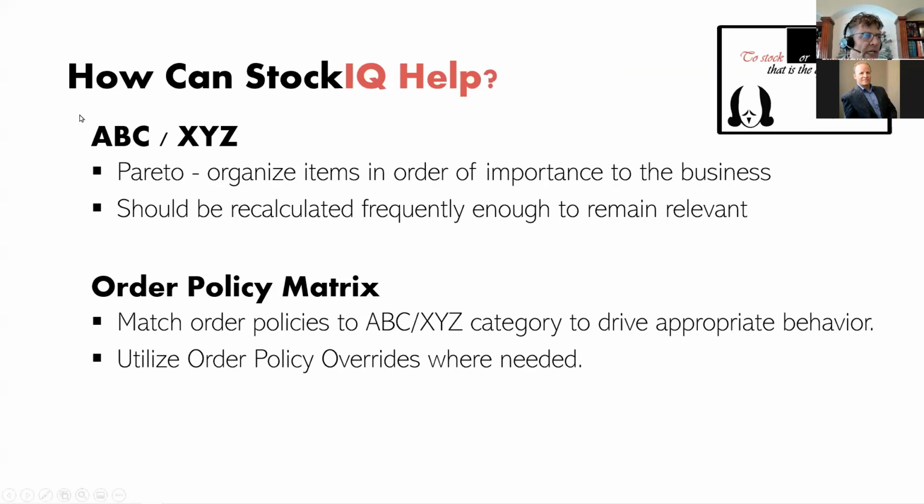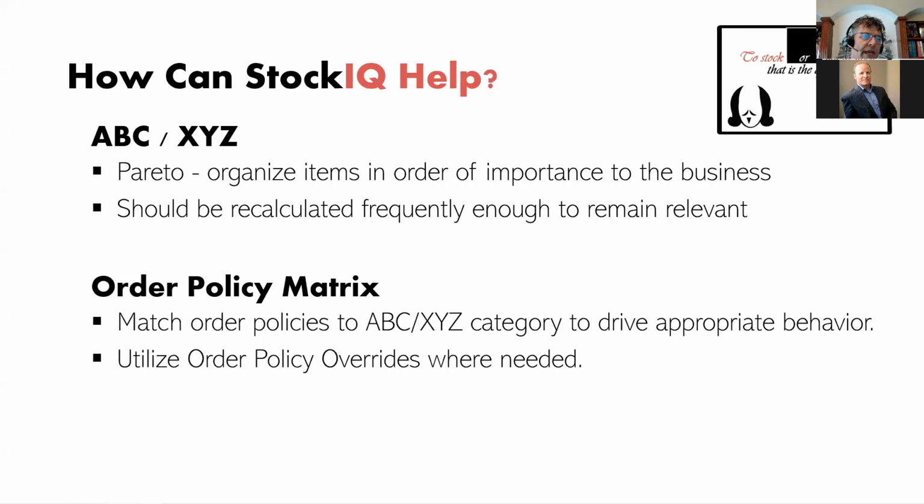And then what goes right along with this, and we actually use the same matrix, is assigning an order policy to each of the categories. We want to match the policy to the ABC category that drives the appropriate behavior. And again, as a plug for next month, we will be talking about order policies in much more detail next month, so stay tuned.